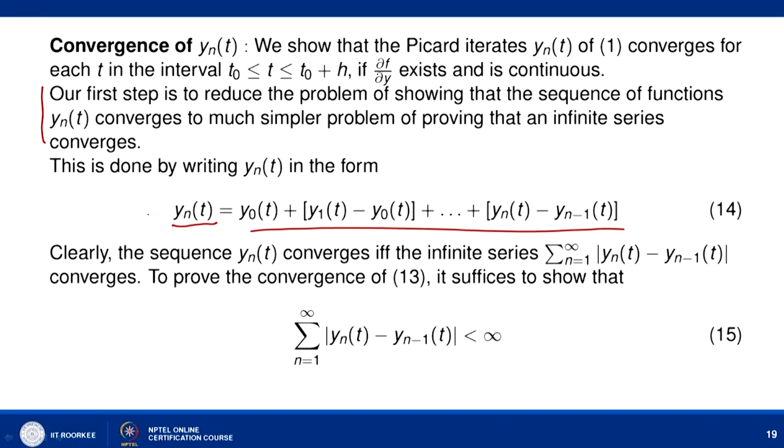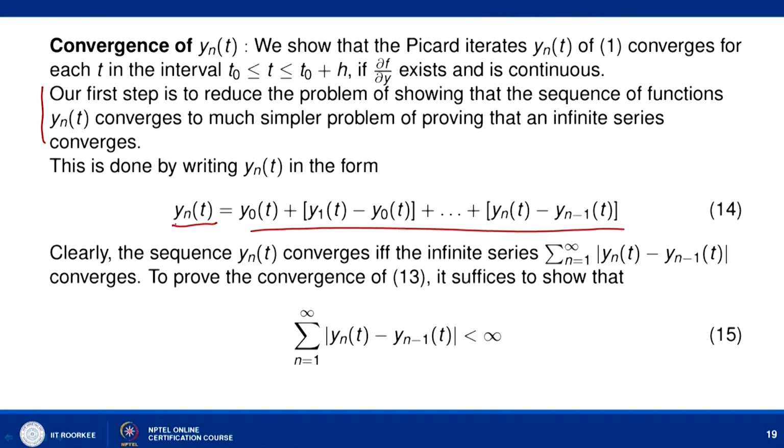In fact, this means that the limit as n tends to infinity of y_n(t) is y_0(t) plus the summation n equal to 1 to infinity of y_n(t) minus y_{n-1}(t). So, the limit exists provided this series is convergent. To prove the convergence of y_n(t), it suffices to show that the summation n equal to 1 to infinity of modulus of y_n(t) minus y_{n-1}(t) is less than infinity. So, we need to show the convergence of this infinite series.